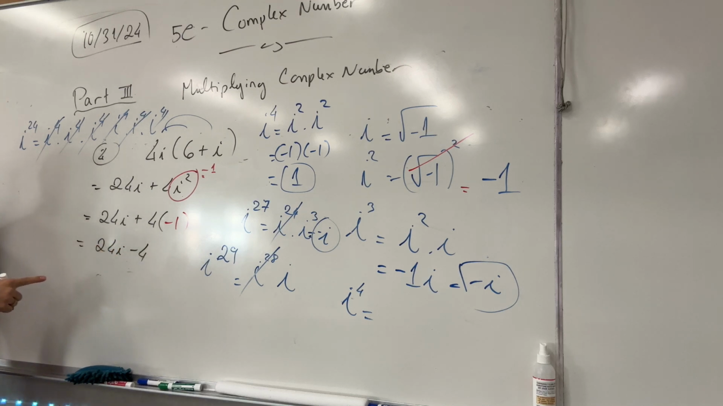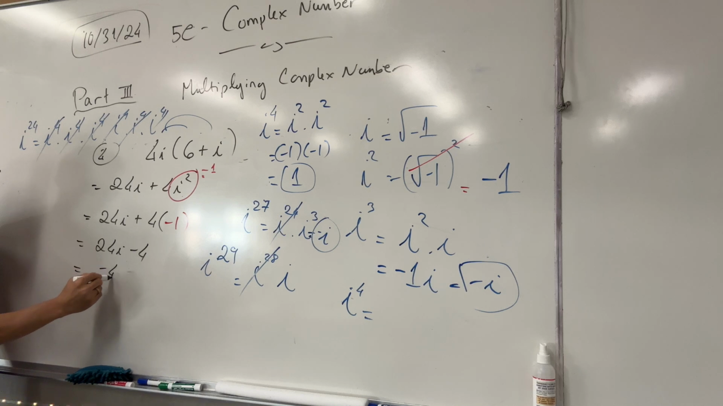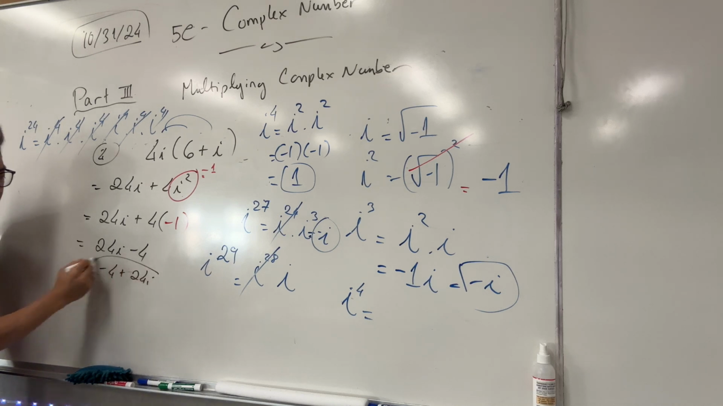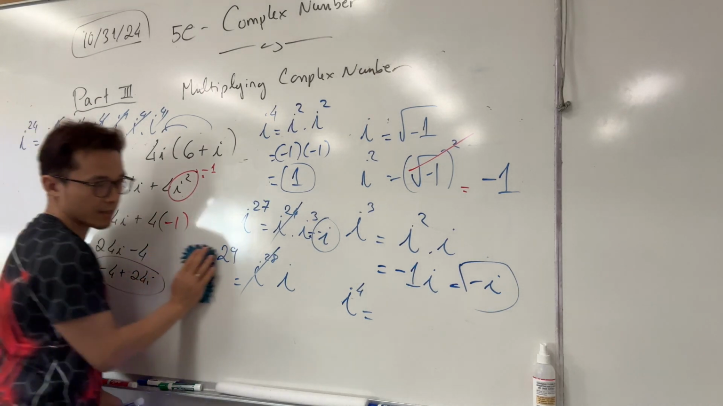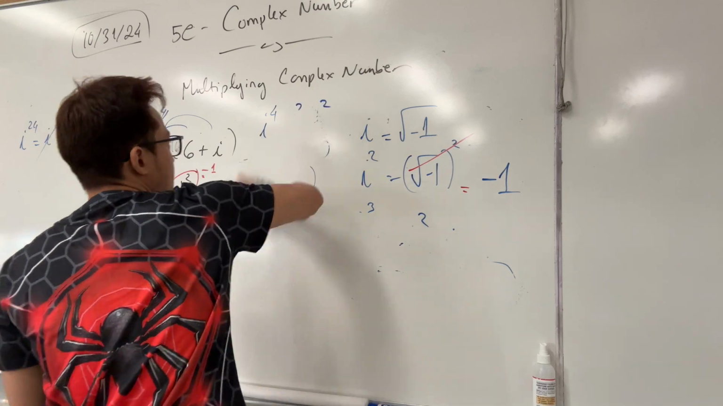Is it standard form? No. So how are you going to change it to standard form? You move the imaginary part after. So -4 plus 24i. That's the standard form. Okay? Don't worry, we're going to talk about this again.